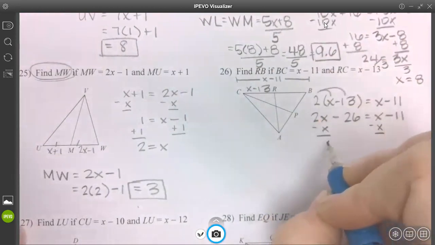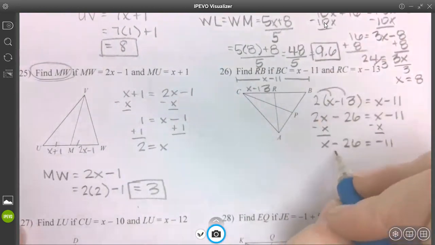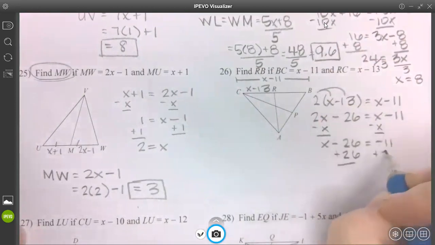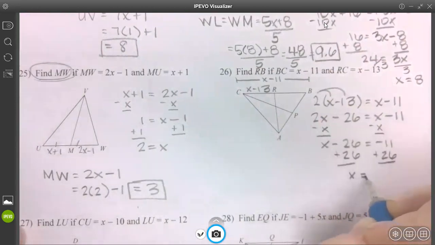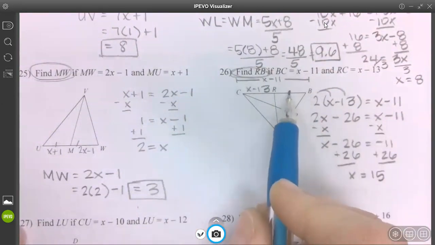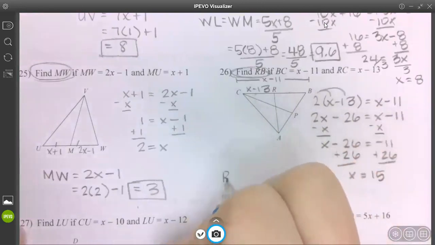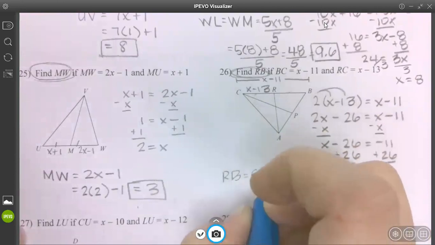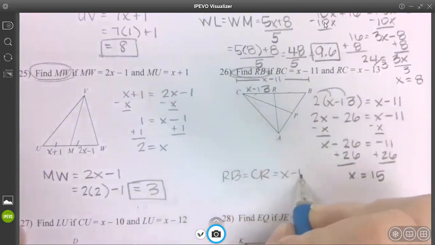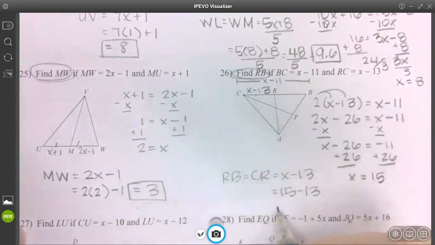You're going to subtract x. And then we're going to add 26. And we get 15. It didn't ask for x, it asked for RB. We don't have RB, but remember it's the same as CR. So RB is the same as CR, which is x minus 13. Since x was 15, 15 minus 13 is 2.